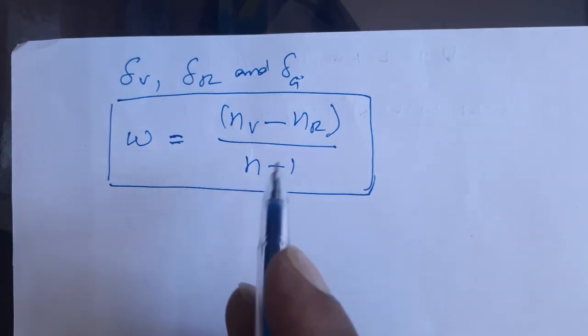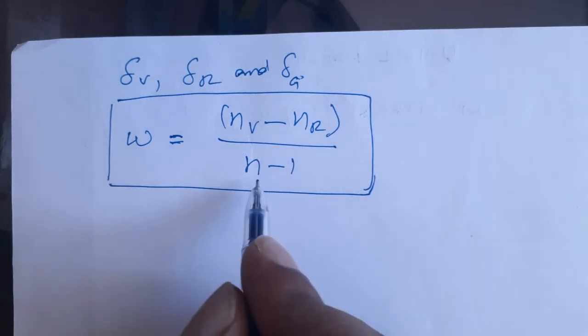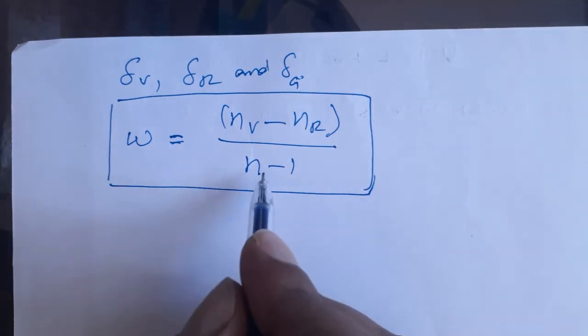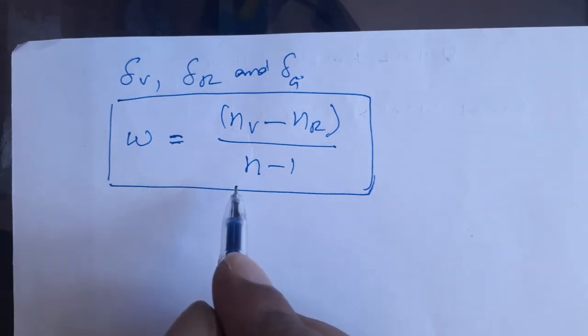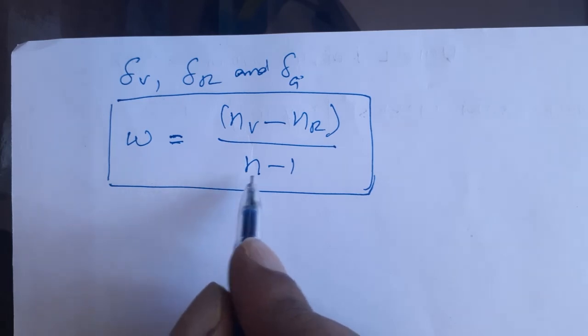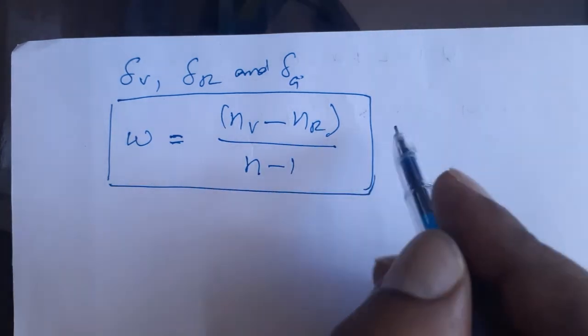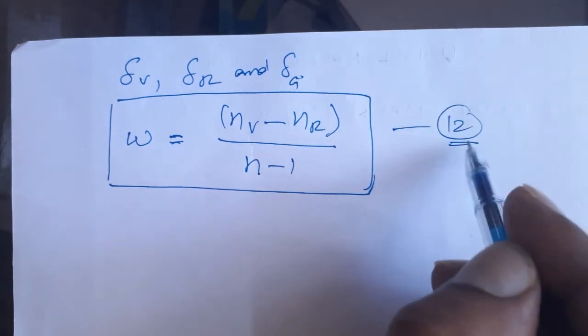So this is the required equation for dispersive power in terms of the refractive index of violet, red and mean color. N is the mean color. If specifically asked in your question, whether it is yellow, blue or green, you can write the respective color, or else you choose either green, yellow or blue. Unless otherwise specifically given, you can choose any color which lies between violet and red. Take it as equation number 12. This is the final required equation.